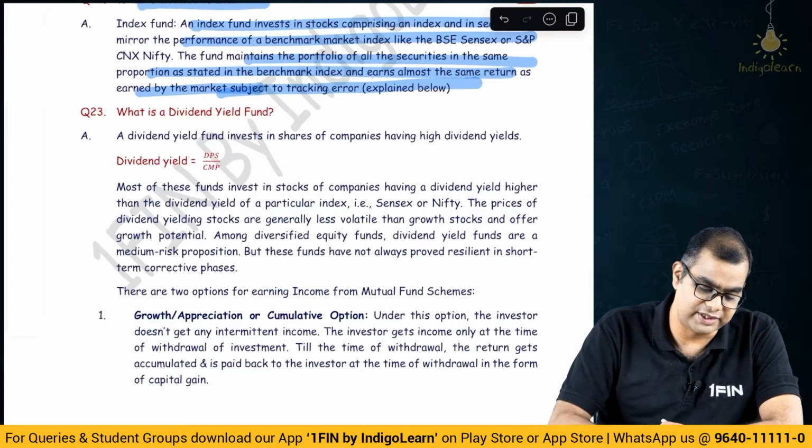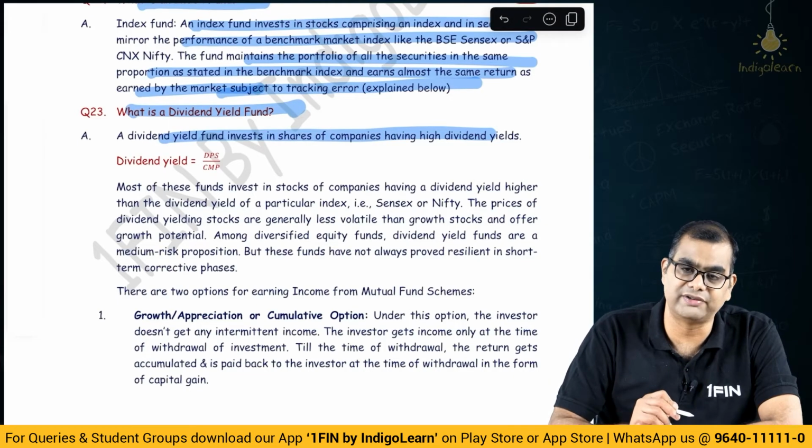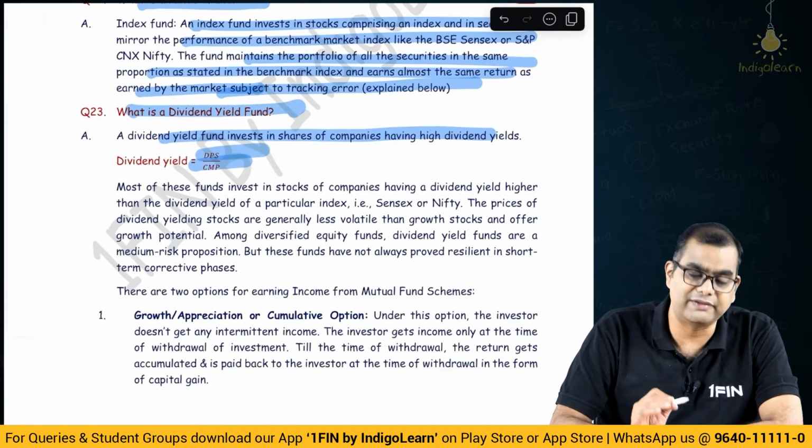Then you have something called a dividend yield fund. What is a dividend yield fund? A dividend yield fund invests in shares of companies having high dividend yield. What is dividend yield? Dividend yield is dividend per share divided by current market price.